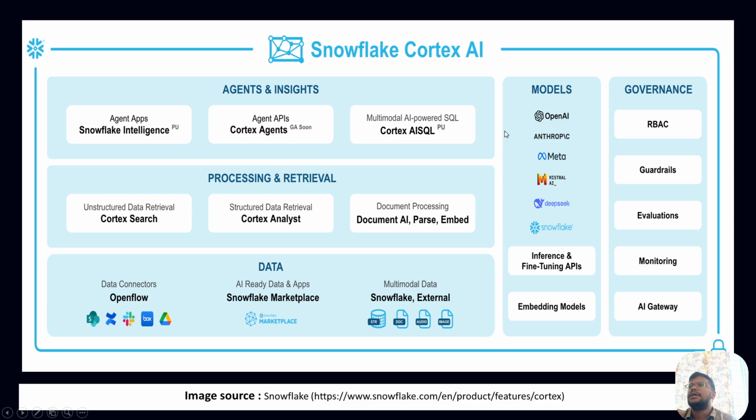The other thing is that Snowflake has tried to fetch most of the models available from the big LLM creators like OpenAI, Anthropic, Meta, Mistral AI, and DeepSeek. Snowflake is also combining some of the models and getting the best out of them. For example, they have a Cortex text-to-SQL model which they are creating by combining three to four LLMs, so that you can utilize those.